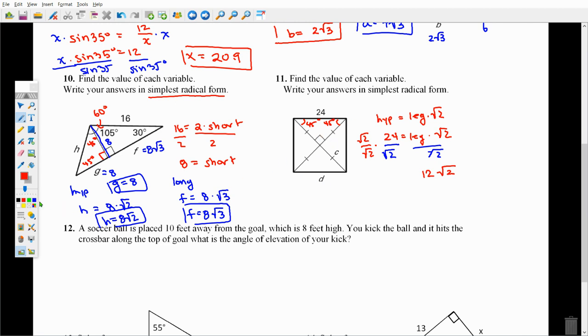And so what we just found were these lengths here. These lengths are 12 square root of 2, 12 square root of 2. And so that means on the other side as well, we know c is going to be equal to 12 square root of 2. And if you know here, this is 12 square root of 2. On the outside, letter d, that's just going to be equal to 12.